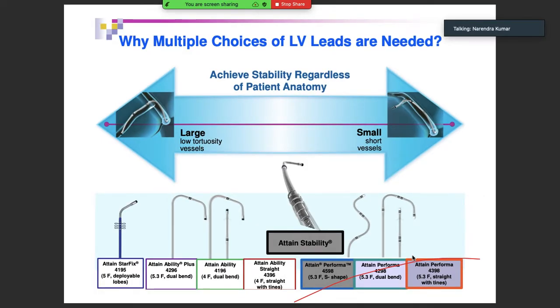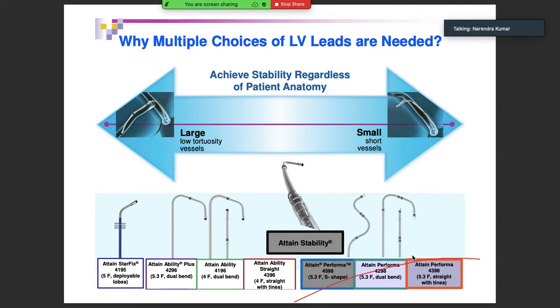So one of the questions is, as I said, why is there any need for such multiple choices for the leads? We need these leads because there can be problems. We have to think about what kind of anatomy we are able to get. Is it a small or short vessel, or is it a large, low tortuous vessel? Depending upon that, there are various leads available: the StarFix 4195, the Attain Ability Plus 4296, the Attain Ability 4196, Attain Ability Straight, Attain Performa 4598, or the Attain Performa 4298, or even 4398. As I said, it depends on how much tortuosity there is in the vessels, or how small or short the vessels are.